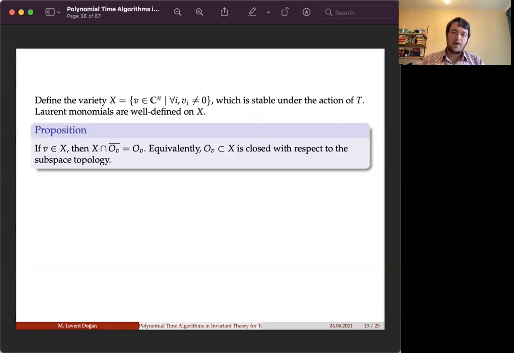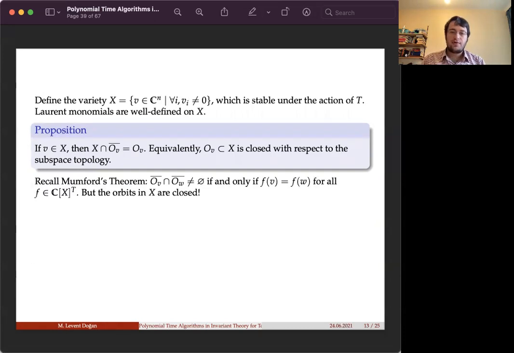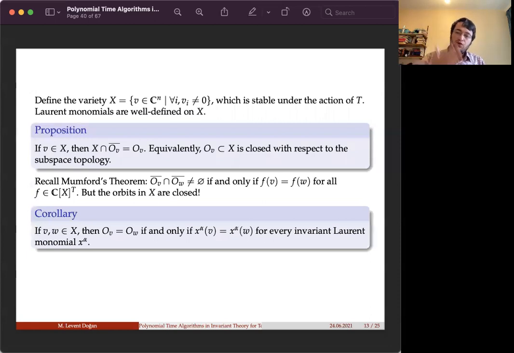And there is one more property of X, which is that the orbits in X are closed with respect to the subspace topology. Pictorially, if I take a limit inside an orbit, then it must drive at least one coordinate to zero. If it does not drive any coordinate to zero, then you did not leave the orbit. So this property works like a charm because now we can apply Mumford's theorem. The invariants separate not only orbit closures, but they separate orbits because the orbit closure and the orbit are the same. So the corollary is that two orbits are the same if and only if every invariant Laurent monomial assumes the same value on the orbits. So perfect. This is almost an algorithm for orbit equality.